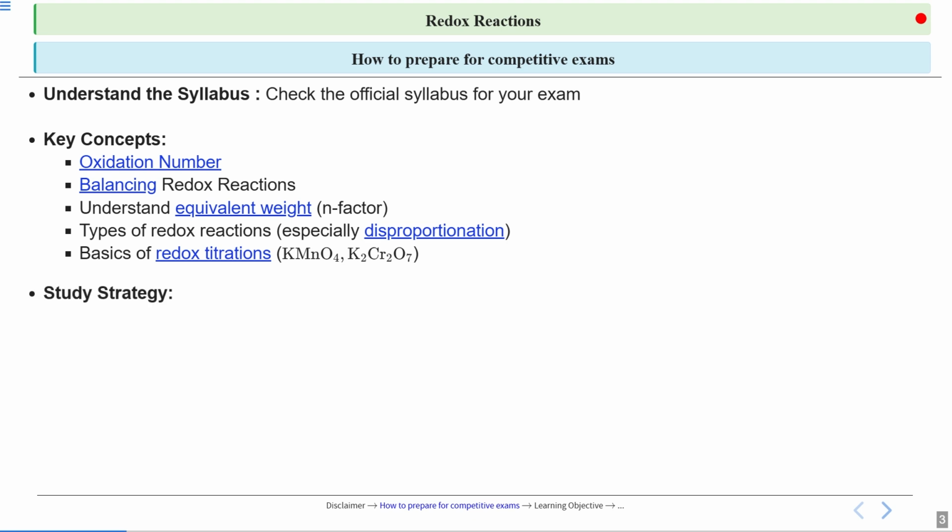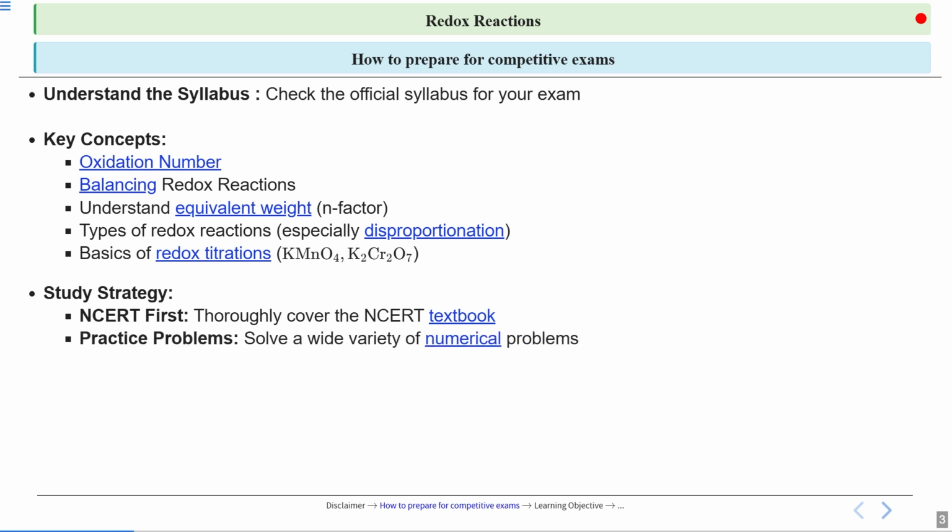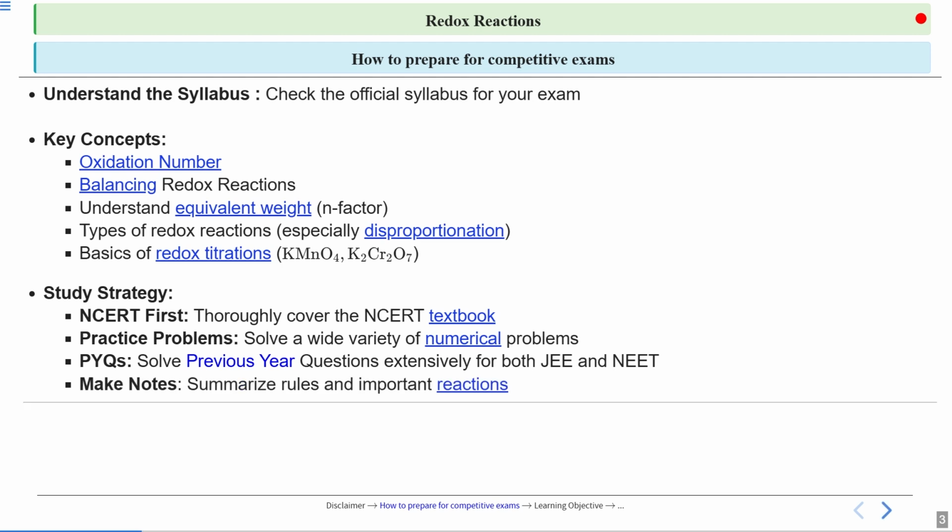Then you have to make a plan for your study. So what would be the study strategy? The strategy would be that you first thoroughly cover your NCERT textbook. Then solve the practice problems, that means numerical problems over the topic. Then PYQs, that means previous year questions for both JEE and NEET. Then make notes.